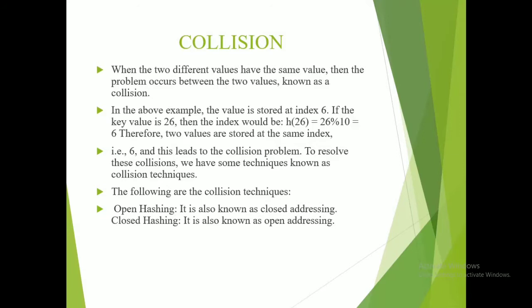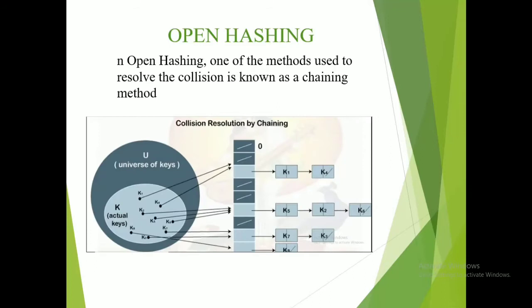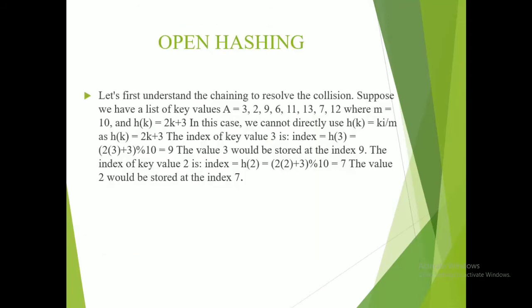The following are the collision techniques: first open hashing, and second close hashing. The open hashing technique is known as closed addressing, and the close hashing technique is known as open addressing. In open hashing, one of the methods used to resolve the collision is known as the chaining method. Let's first understand chaining to resolve the collision.